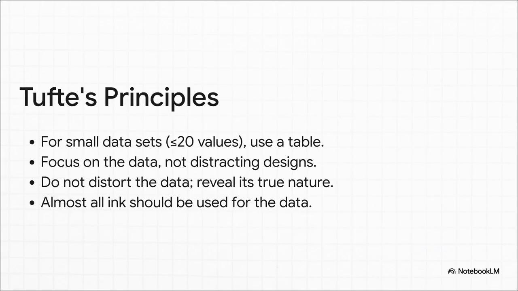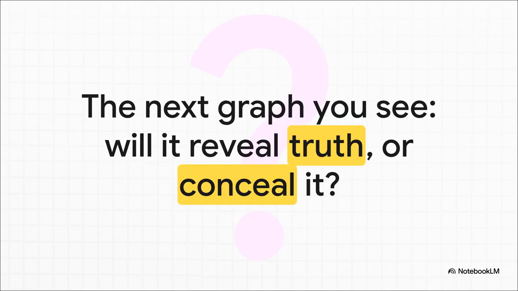So here are his core principles for creating honest graphs. First, for really small datasets, just use a table. It's clearer. Second, make the data the hero, not distracting design elements. Third, your goal is to reveal the data's true nature, not twist it. And finally, almost every single drop of ink on the page should be used for the data itself. No fluff. So I'll leave you with this question.